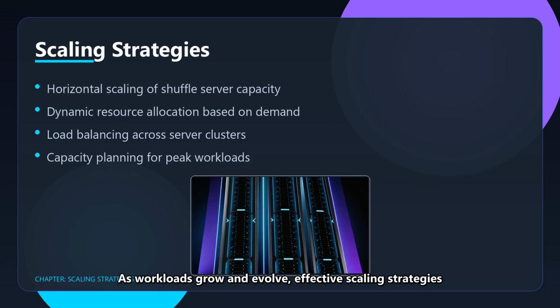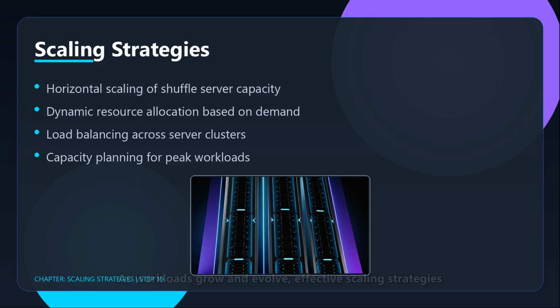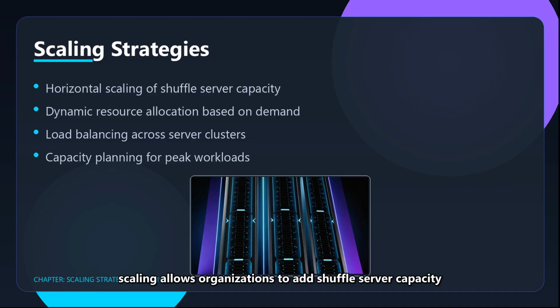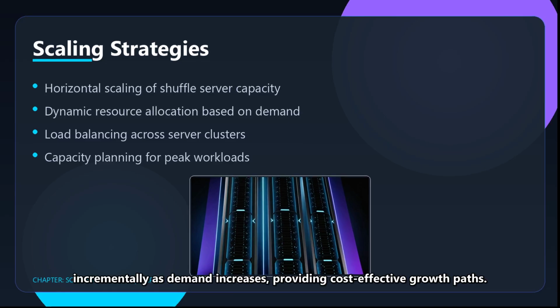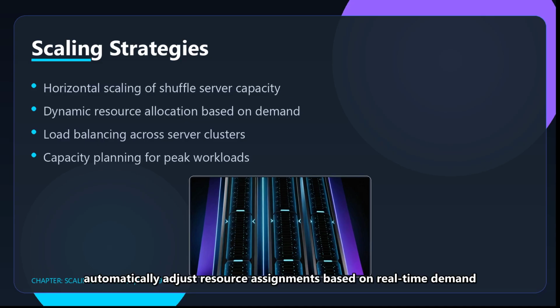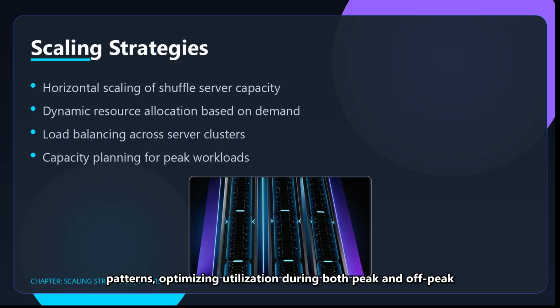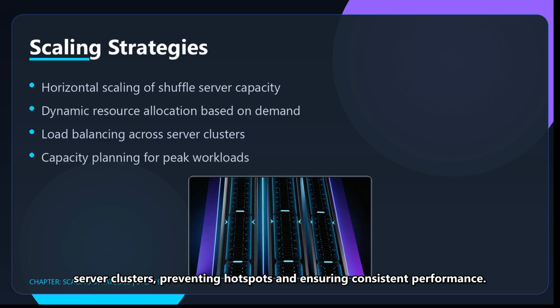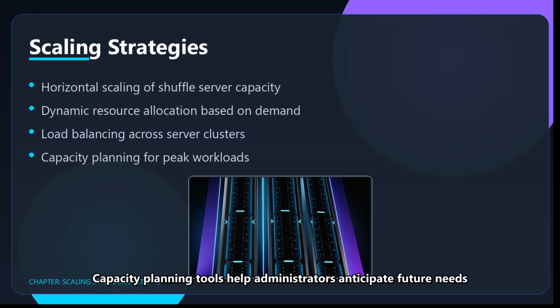As workloads grow and evolve, effective scaling strategies become essential for maintaining Apache Uniffle performance. Horizontal scaling allows organizations to add Shuffle server capacity incrementally as demand increases, providing cost-effective growth paths. Dynamic resource allocation capabilities enable the system to automatically adjust resource assignments based on real-time demand patterns, optimizing utilization during both peak and off-peak periods. Intelligent load balancing distributes workloads evenly across server clusters, preventing hotspots and ensuring consistent performance.